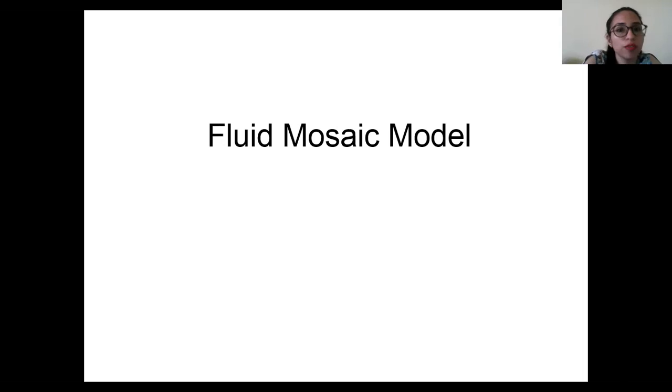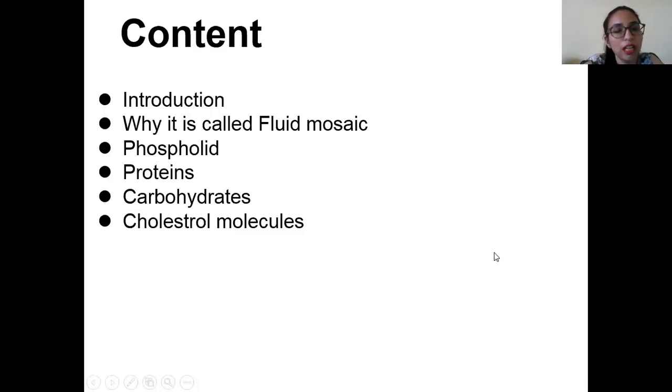Okay, now we start. The model is the fluid mosaic model, also known as the liquid mosaic model. Brief content of this lecture: today we will discuss the introduction, why it is called fluid mosaic or liquid mosaic model. Then we discuss the composition and the materials used to compose this model: phospholipid, protein, carbohydrate and cholesterol molecules.